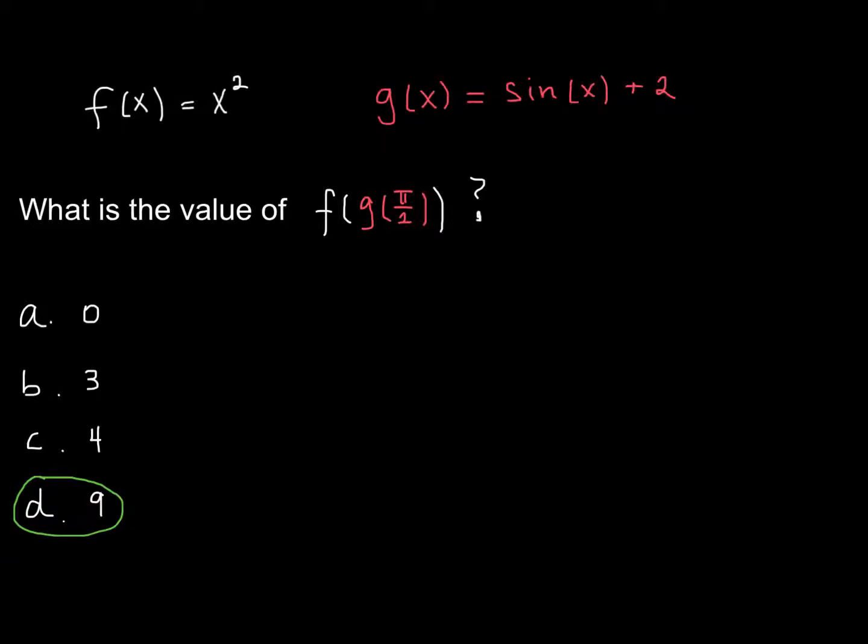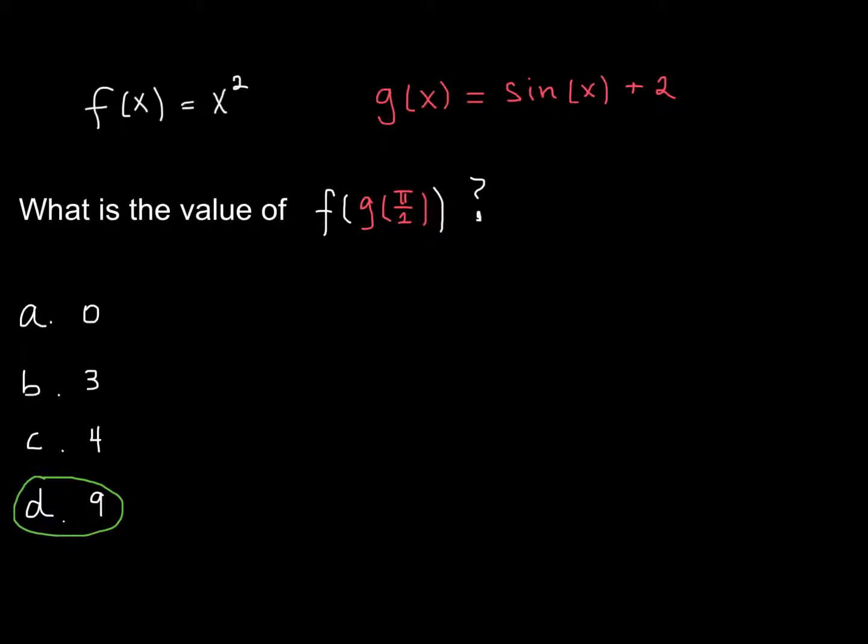Alright, so this is what's called a composite function. It's a function that's made up of two different functions. So notice that f of x takes an input and squares it. G of x takes an input, uses that as an input for sine, takes the sine of that value, and then adds 2 to it. So when I read this function here, what I need to recognize is that the input of my function f is the value after I input pi over 2 into my function g.